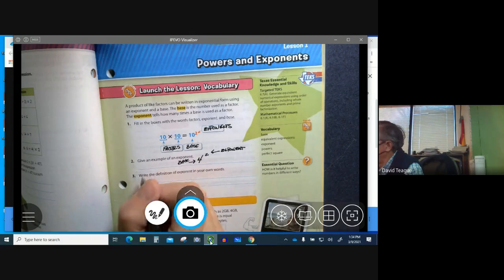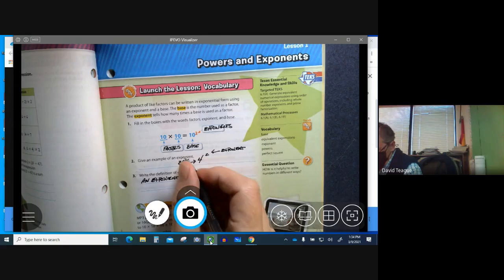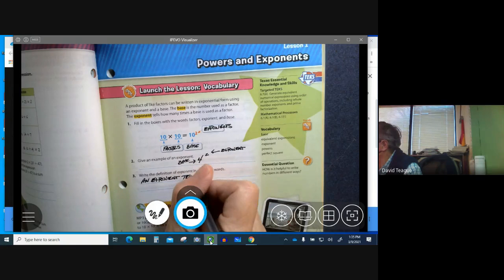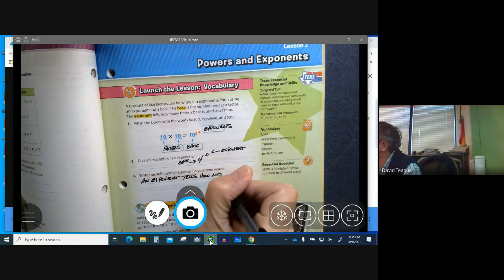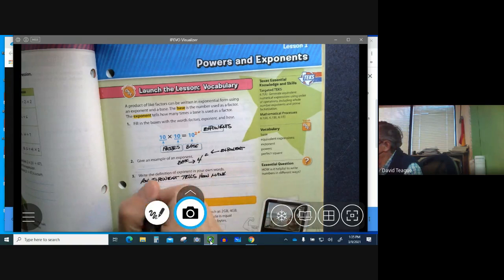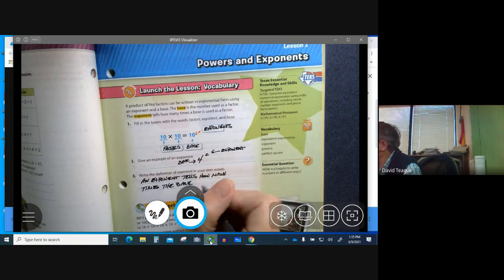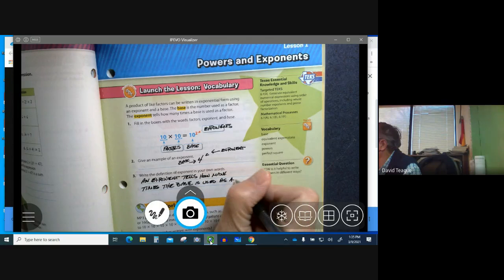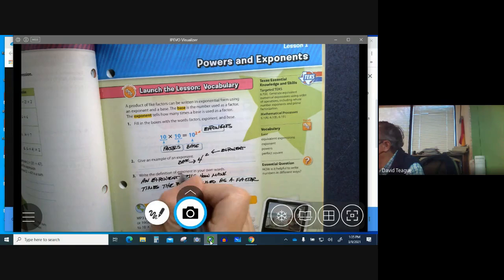So an exponent tells how many times the base is used as a factor. Okay, so that's what the definition of an exponent is.